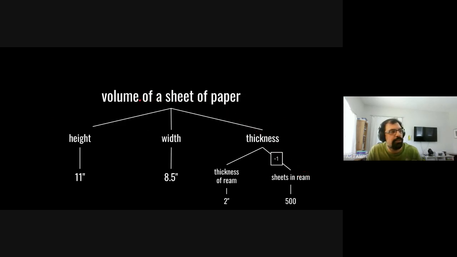I can take the one thing I don't know and I can split it up. And then anytime I have something I don't know, I keep splitting it up. And eventually I can end up with a bunch of leaves that I can make guesses for, that I feel comfortable with. In this case, I think I know the height, 11 inches, the width's 8.5 inches, the thickness of a ream of paper is like 2 inches, and there's about 500 sheets in a ream. Once I know how to fill in all the leaves, I can propagate things up the tree, I can get my answer.